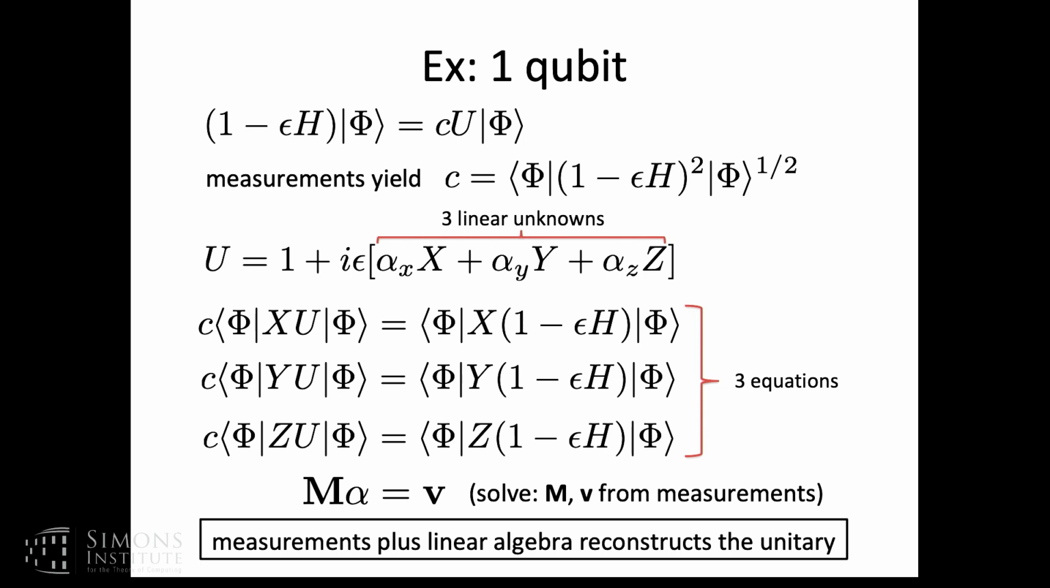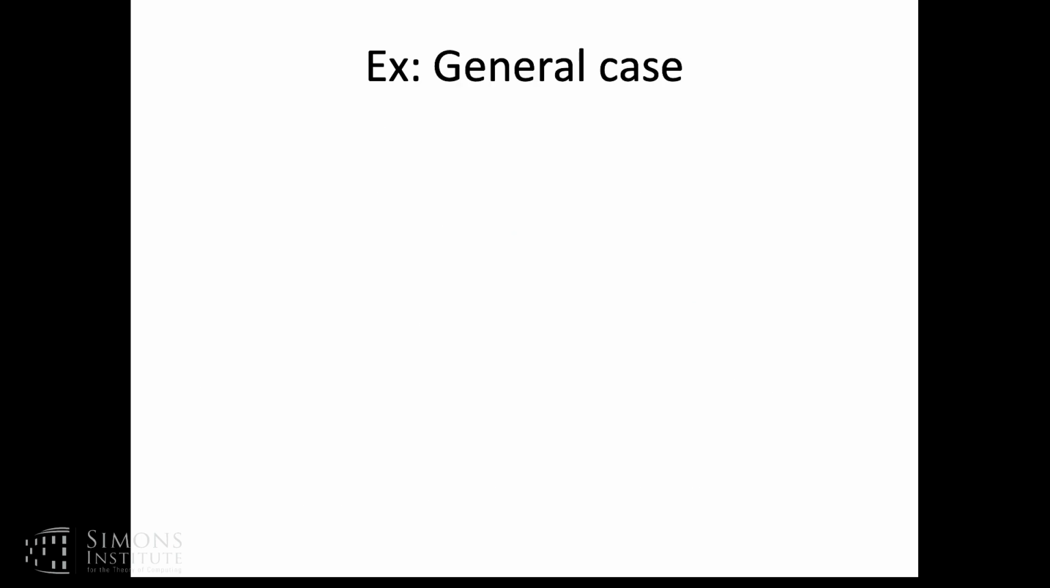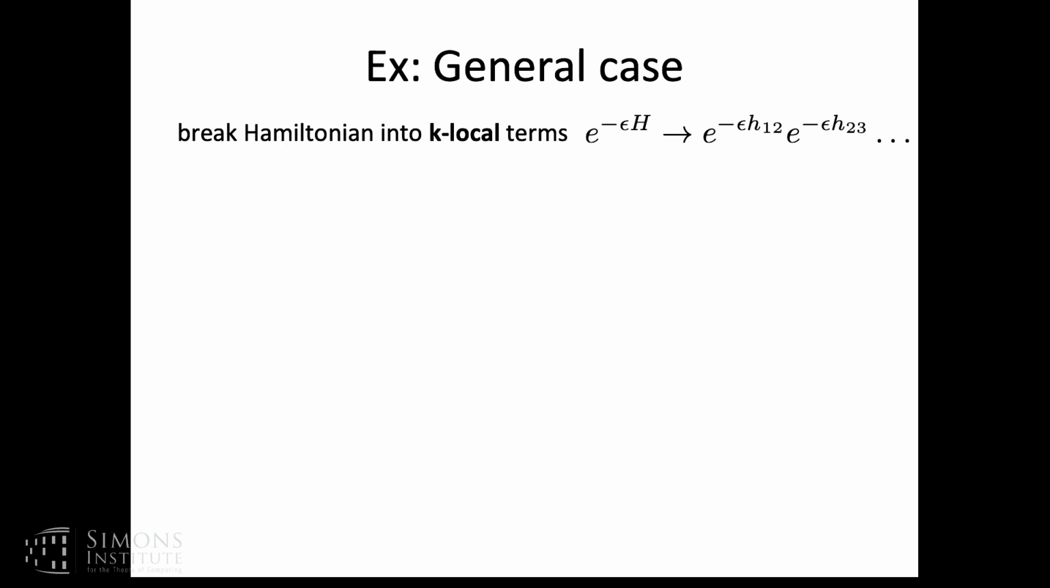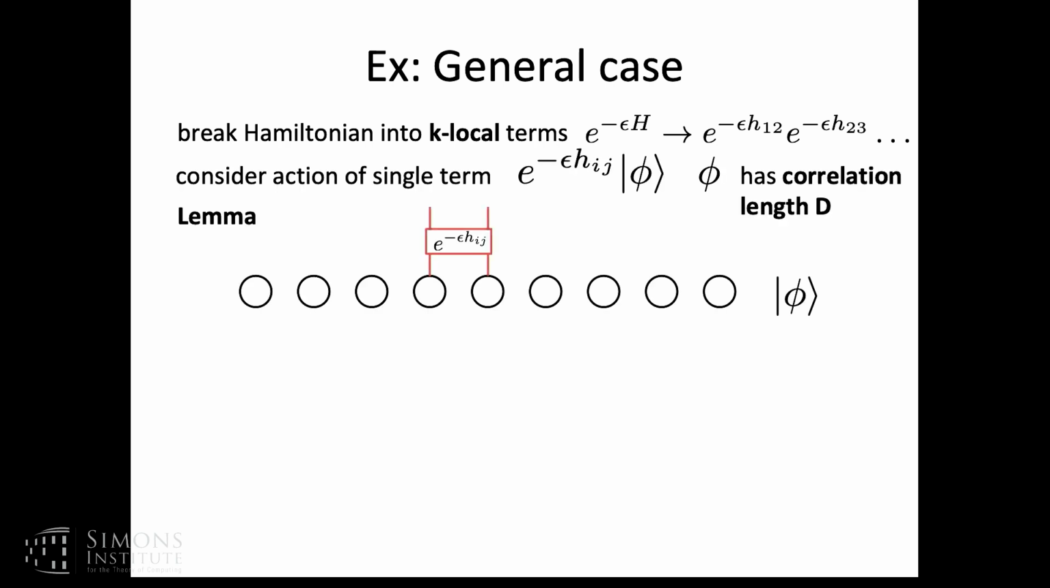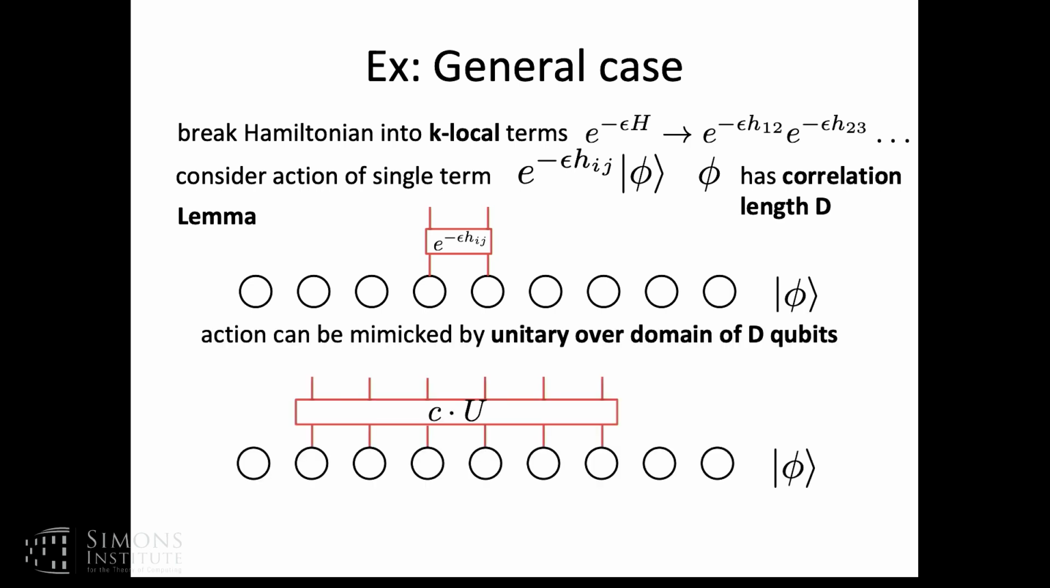And this follows with more qubits in the general case. You basically trotterize your Hamiltonian and apply it to a state, and then if the state has a certain length of correlations in it, we do tomography over the correlation size of the state, and by linear algebra, we can reconstruct the constant and the unitary.